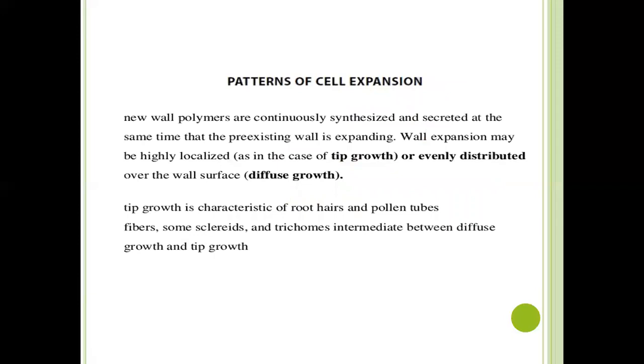Pattern of cell expansion. New wall polymers are continuously synthesized and secreted at the same time that the pre-existing wall is expanding. Wall expansion may be highly localized, as in the case of tip growth, or evenly distributed over the wall surface. Tip growth is characteristic of root hairs and pollen tubes. Fibers, some sclereids and trichomes are intermediate between diffuse growth and tip growth.